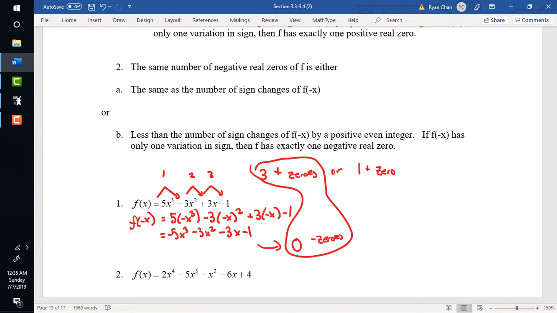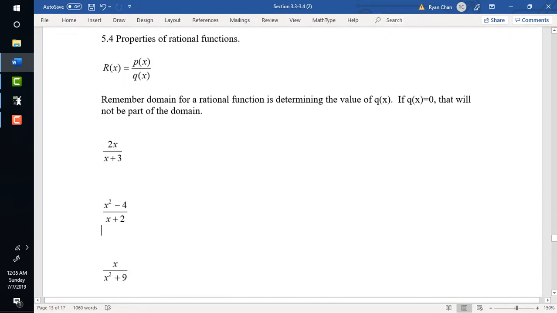One thing to keep in mind is when we say the word real... I'll take that back. We're not actually including imaginaries in these cases. Okay, so let's look at one more example.